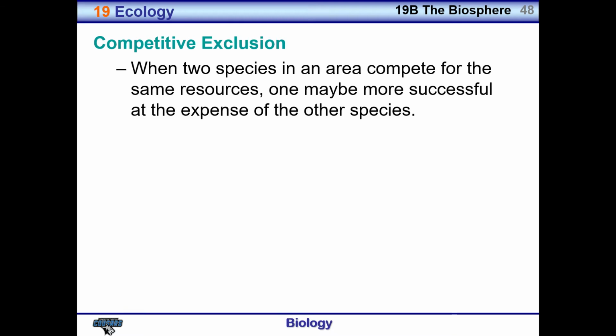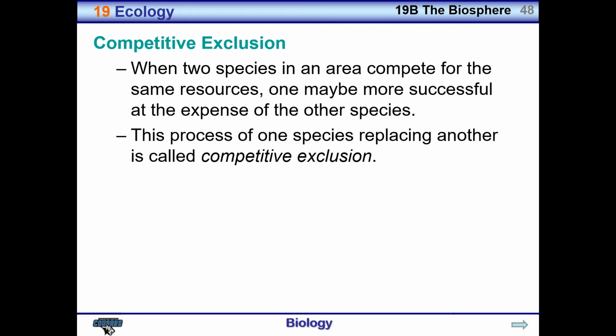So when two species in an area compete for the same resources, one may be more successful at the expense of the other. And in this situation, one's going to end up replacing the other. In other words, its numbers will slowly dwindle until they're either in very few numbers or maybe they have totally been excluded. As in the coyote and the fox, one will maybe be able to compete better than the other in a certain set of conditions, and so the other species will often move to another area where there is less competition. So competitive exclusion is where one species replaces another.